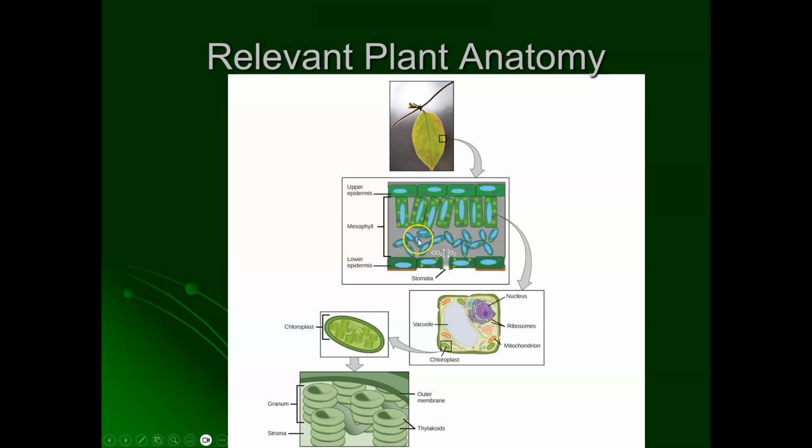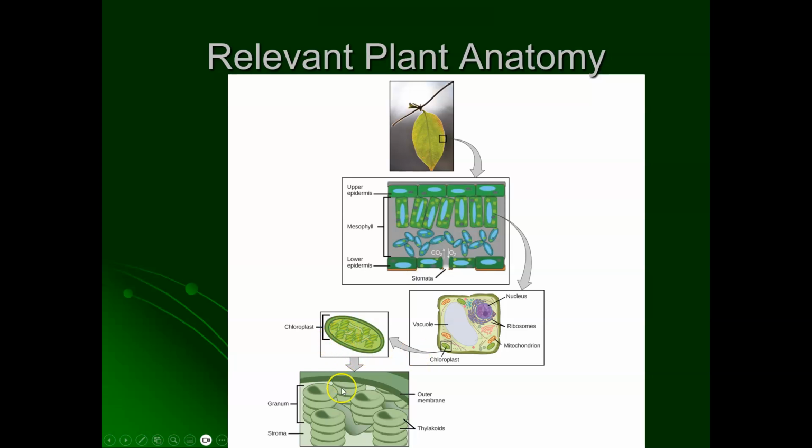Instead, the inner part of the leaf contains this mesophyll, and there's two types usually. We've got palisade mesophyll and spongy mesophyll. The mesophyll cell is the typical plant cell that you think of when you think of a plant cell, so it's the cell that has the chloroplast to it.